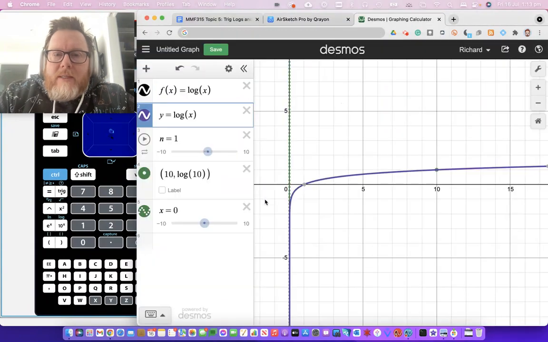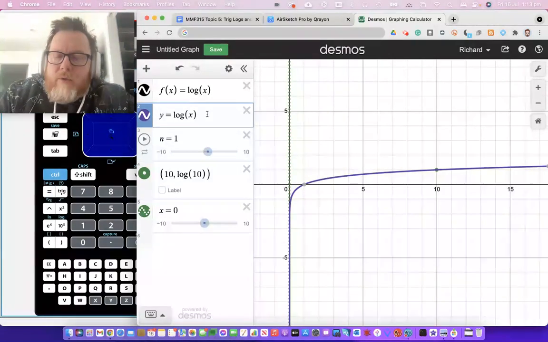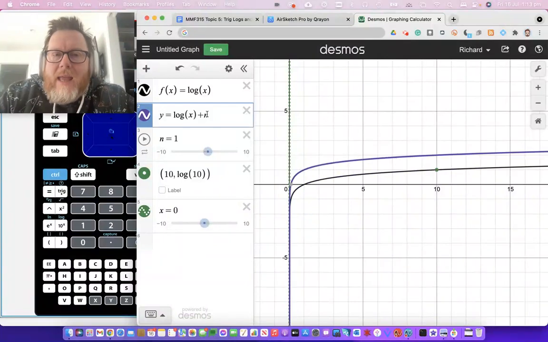So here we go. There's our base graph there. We've got a vertical asymptote at x equals 0. You can see it's dotted in there. And I've got a purple line here to say y equals log x, so looking at the base 10 graph again. And to start off with, let's look at vertical translation. So I'm going to add n to that. So when n equals 1, what's happened to the base graph?